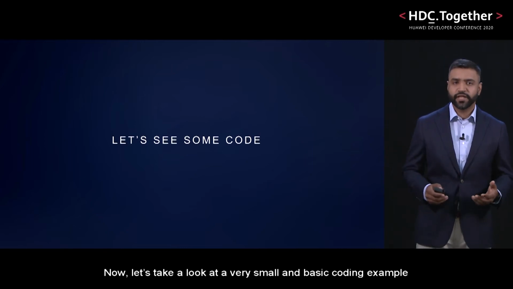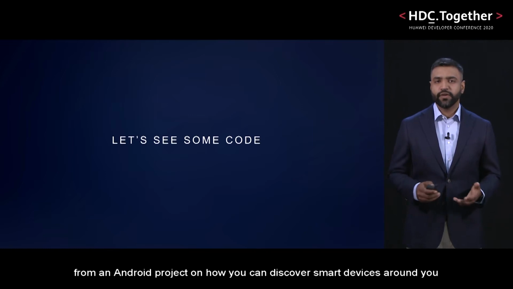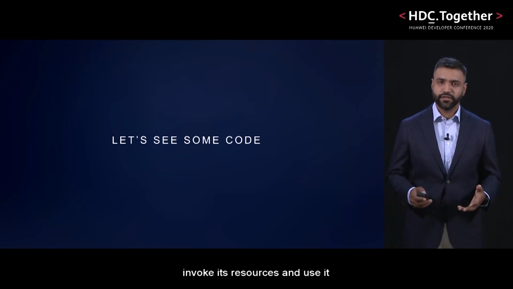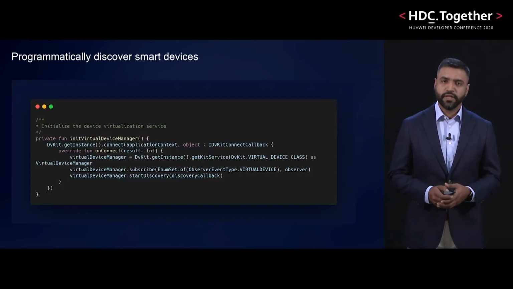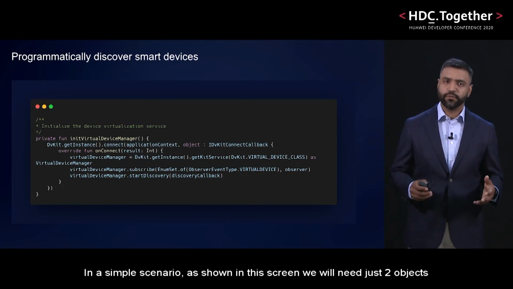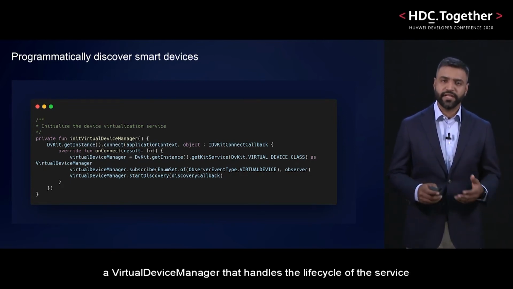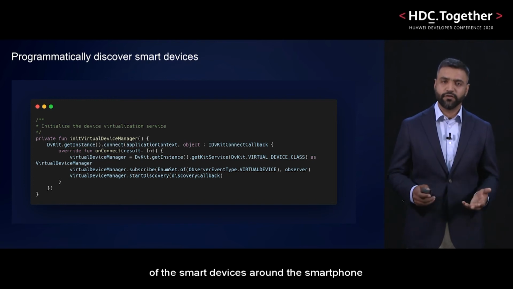Now, let's take a look at a very small and basic coding example from an Android project on how you can discover smart devices around you, invoke their resources, and use them. For reference, we are invoking an external camera in this example. In a simple scenario, as shown in this code snippet, we will need just two objects: a virtual device manager that handles the life cycle of the service, and a collection of virtual device objects to keep track of the smart devices around the smartphone.